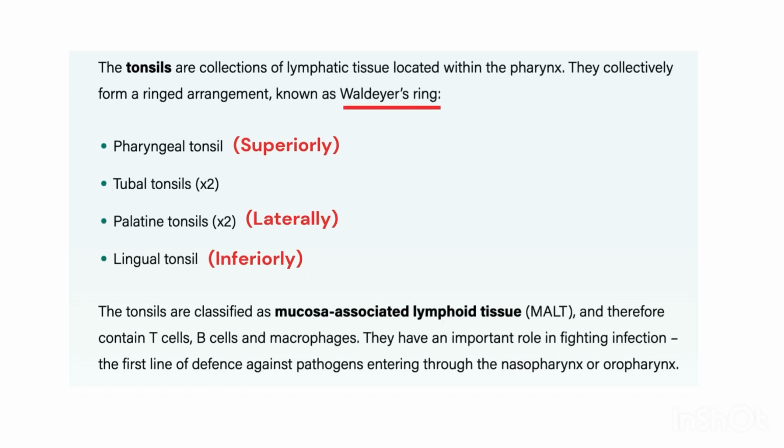The tonsils are collectively called mucosa associated lymphoid tissue, and thus they contain T cells, B cells, and macrophages. They are very important for fighting against infection. Whenever any bacteria enters the nasopharynx or oropharynx, these are the first line of defense against them.